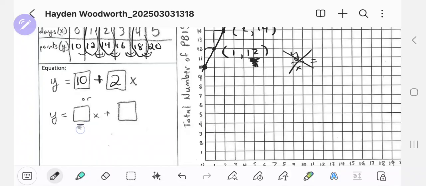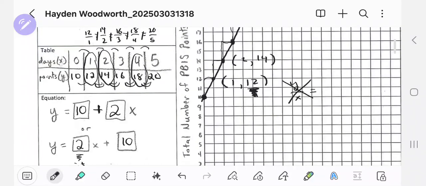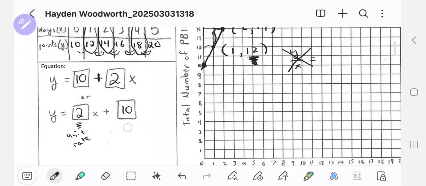You have your unit rate here. Unit rate goes in front of the x, so it goes up by 2 every time, and it started at 10. They call this the slope of 2. And that slope idea comes in here. It's like up 2 over 1, up 2 for every 1. That's your unit rate. And then this is your starting value or initial value.